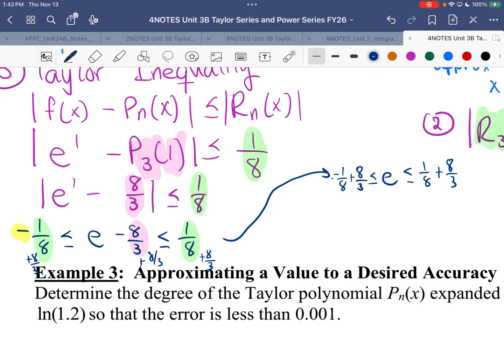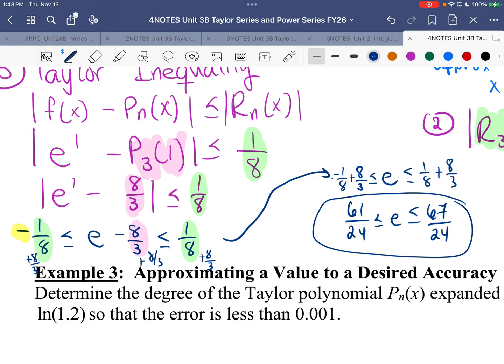Okay. So E is reasonably close to being between those two numbers. Let's get common denominators. The common denominator is 24. So the 8 needs a 3 and the 3 needs a 8. So you have 64 minus 3, which is 61, and then you have 64 plus 3. So 67. So this is our Taylor inequality for this one.